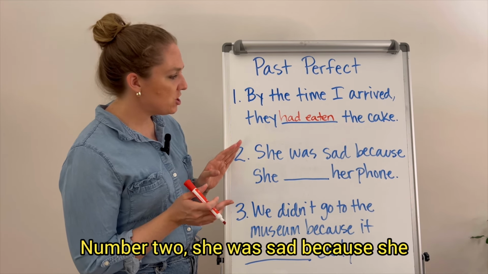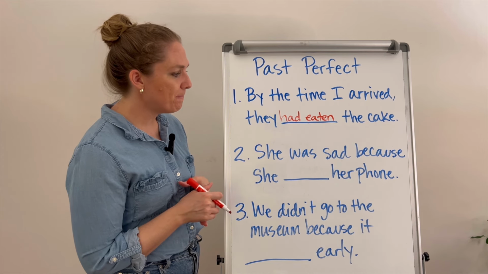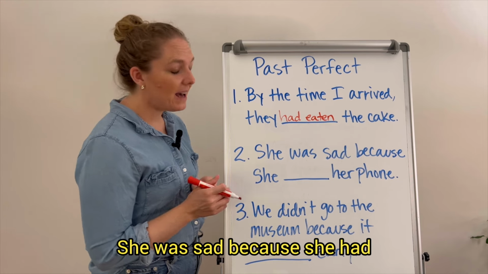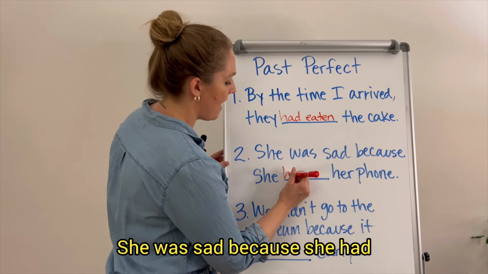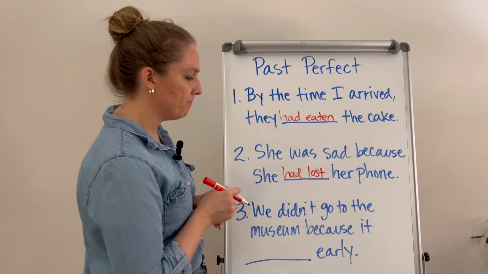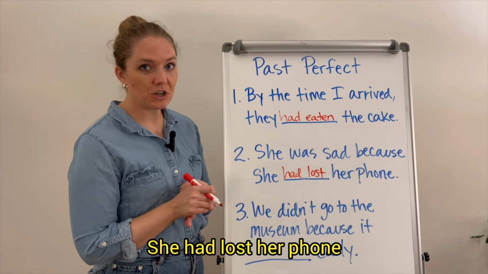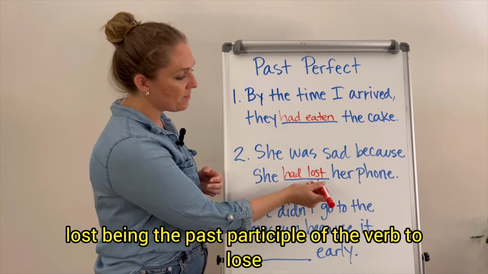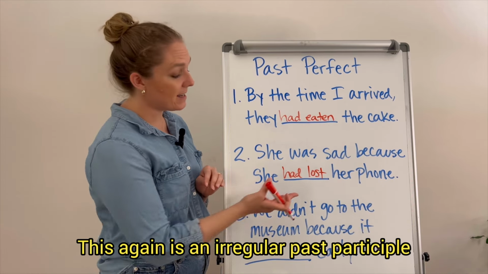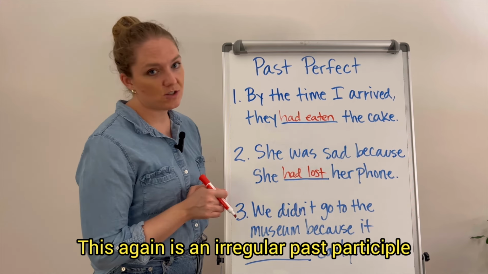Number 2, she was sad because blank her phone. She was sad because she had lost her phone. She had lost her phone. Lost being the past participle of the verb to lose. This again is an irregular past participle.